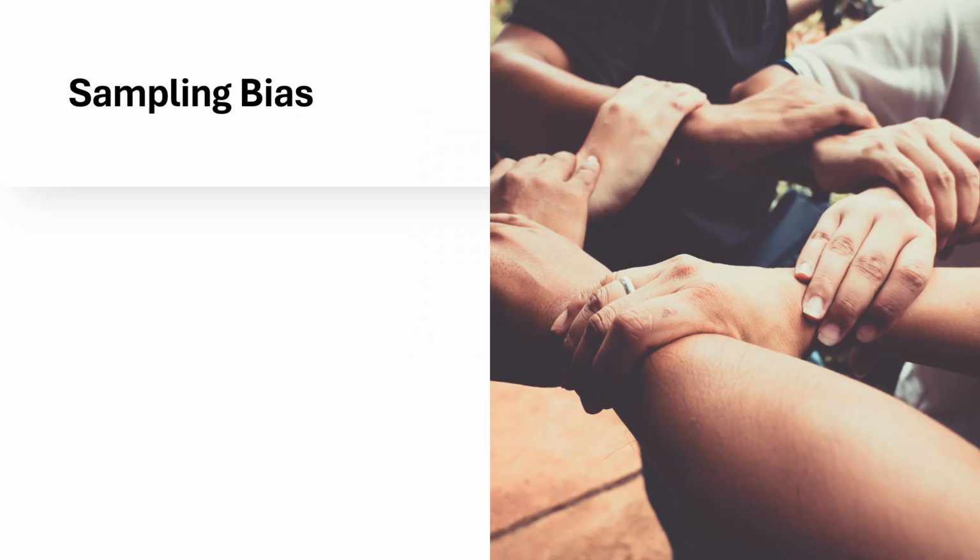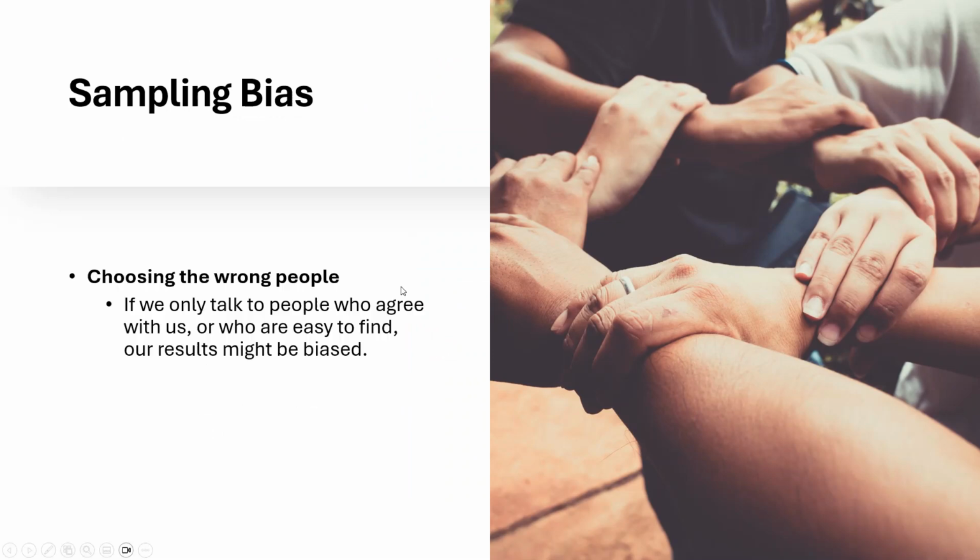Another issue is what's called sampling bias. So, this is where we choose the wrong people. For example, if we only talk to people who agree with us or who are easy for us to find, our results might be biased because all those people agree, or all those people are our friends on the same course as us at university. And so it's a very sort of niche specialist group, and they don't perhaps have the same feelings as everyone that we need to talk to.